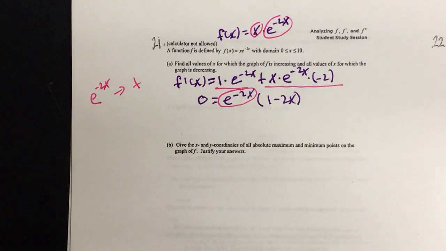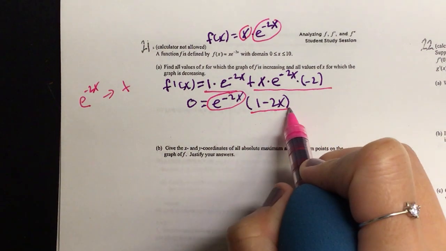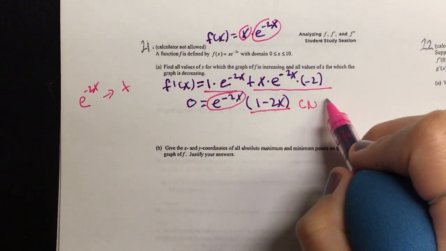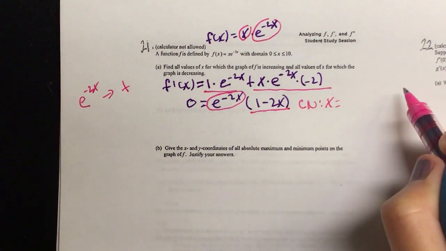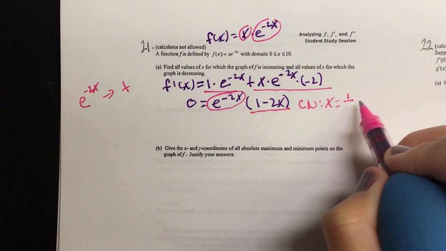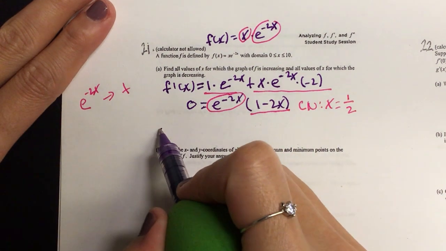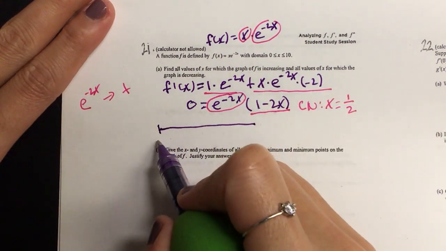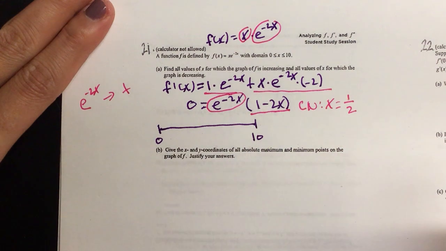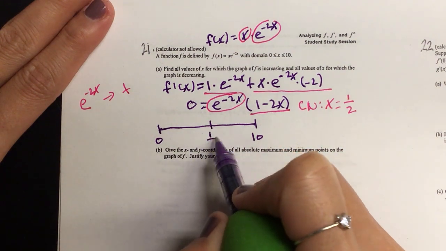Here we go. We could find the critical number here. When we solve for x it would be 1 over 2. So let's make our number line. On my number line, it says to bound it at 0 and 10. And our critical number we found was 1/2.